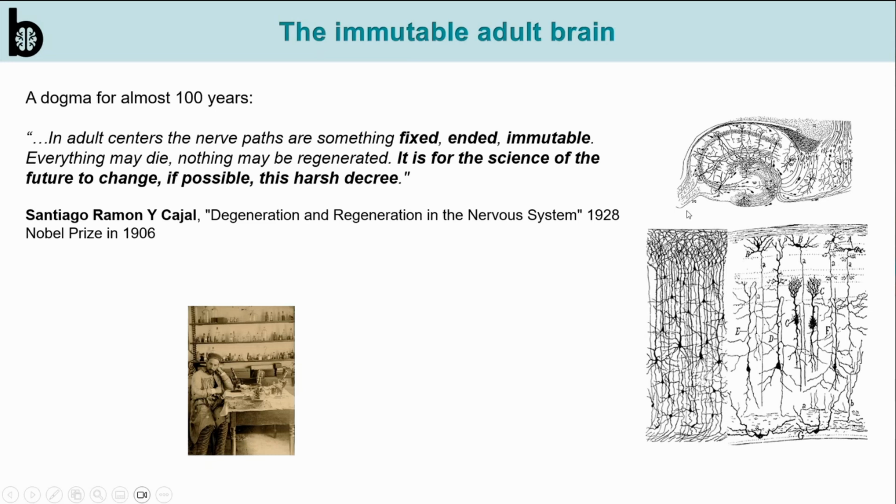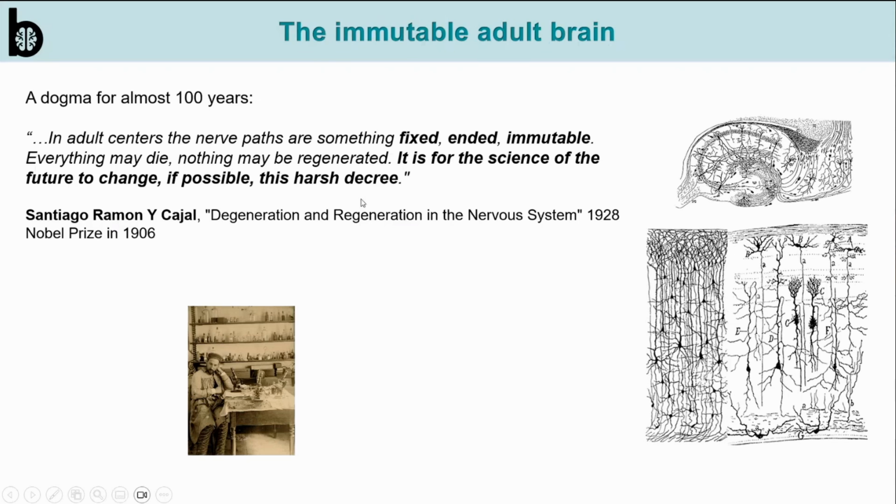So this is a hippocampus, a part of the brain. And he did these amazing drawings with these microscopes. You can see these microscopes, which are nothing like the ones that we have nowadays. And so he said something more than 100 years ago, which was: in the adult centers, the nerve paths are something fixed and immutable. Everything may die, nothing may be regenerated.